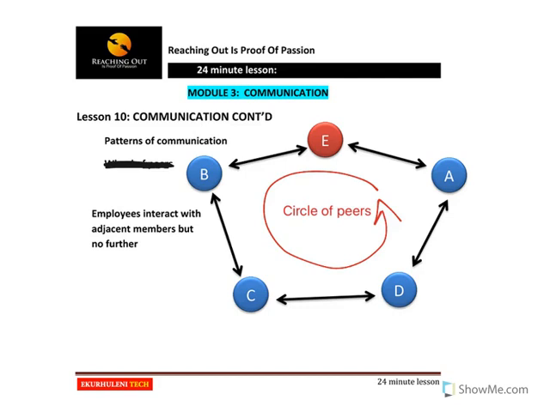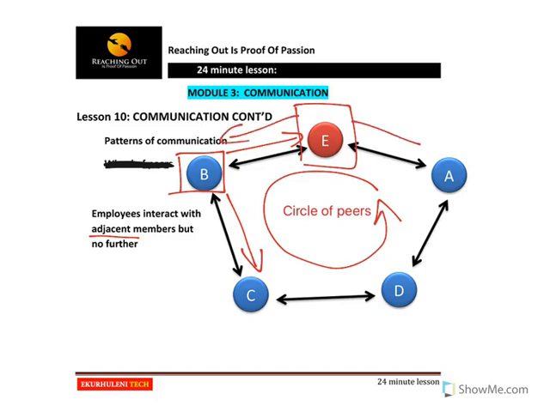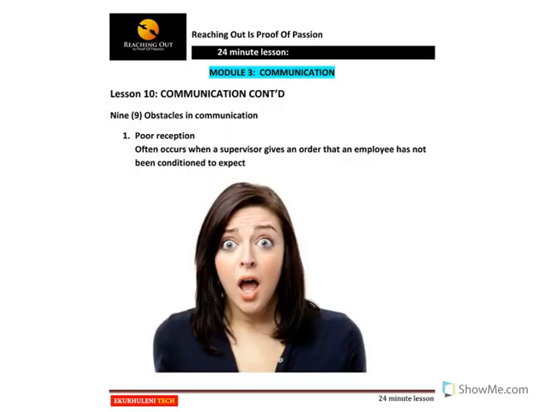That's why it's called the circle of peers. What happens in this case is employees interact with one adjacent member, but no further. So now, for example, let us focus on B. B can interact either with C or with E and no further. The same way, E can interact either with B or with A. As you can see, each member can only interact with 2 people and no more. That is called a circle of peers.